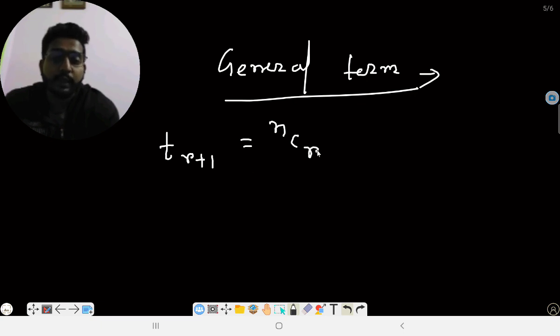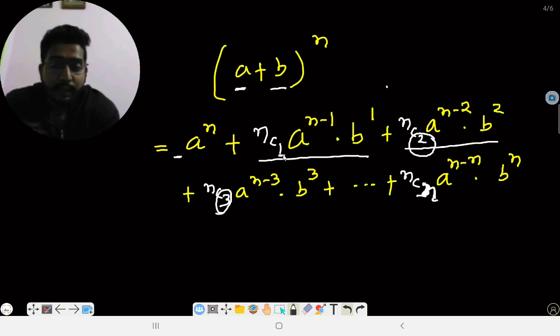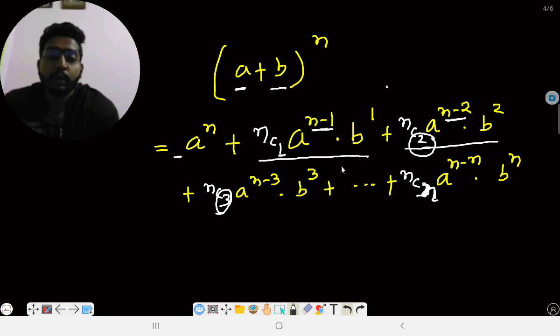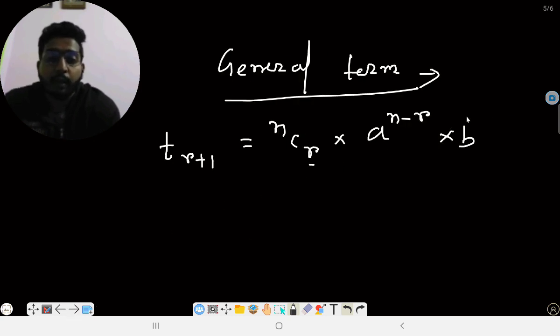That will be nCr into a to the power n minus something. Now look here, what is the formula? Look, nC1 here, and the power is n minus 1. nC2 here, the power is n minus 2. So here also it will be a to the power n minus r, because nCr is here, into b to the power... now look at the power here. Since it was nC1, the power was 1. Since it was nC2, the power was 2. Since here it is nC3, the power is 3. So if it is nCr, the power will be r.